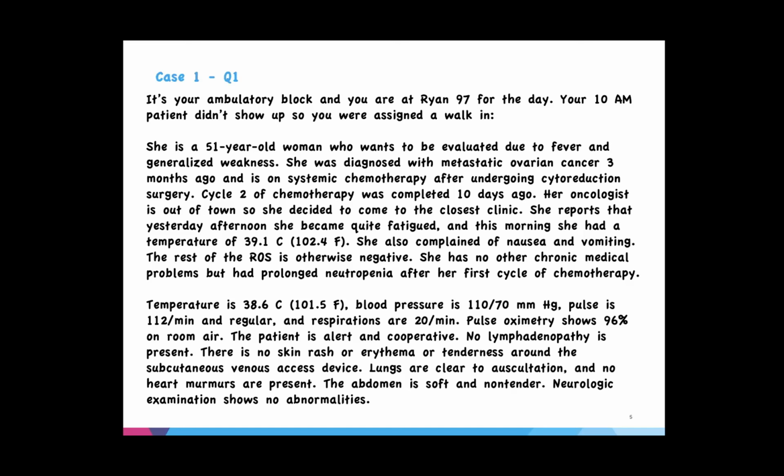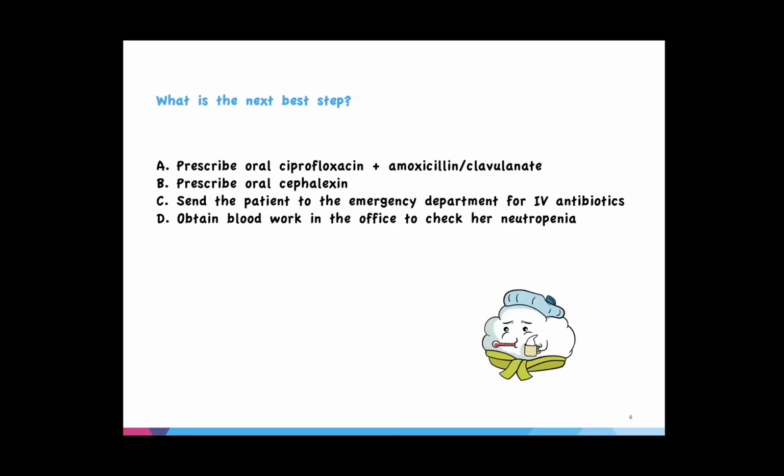The temperature is 38.6, her blood pressure is 110/70, and her pulse is 112, so a little tachycardic, but regular. Her respiration is 20, and her pulse ox is 96% on room air. She's alert. She has no lymphadenopathy. Her skin is clean, no rash, no erythema, no tenderness around the subcutaneous venous access device where she gets her chemo. Lungs are clear and no heart murmurs. Abdomen is soft, non-tender, and your exam is normal. What is the best next step?